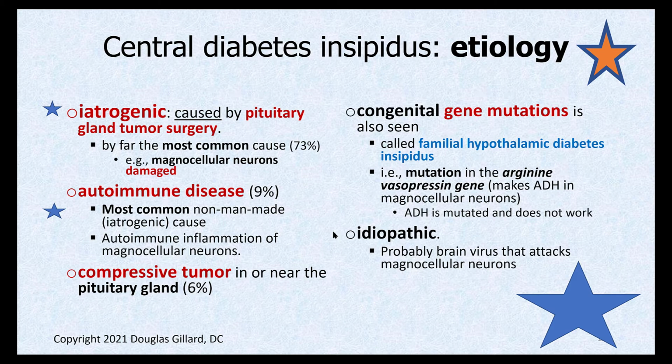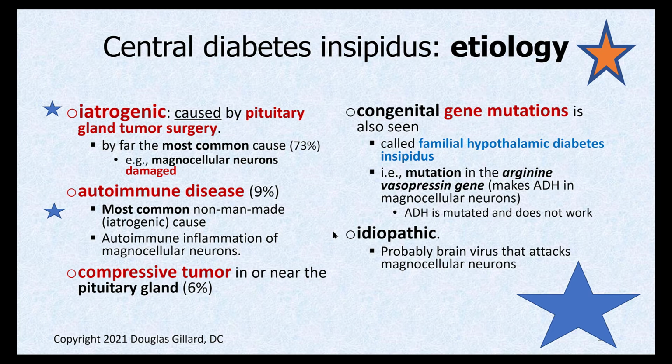9% of the time it's from an autoimmune disease, where from smoking or from whatever reason, some genes get turned on in the magnocellular neurons that aren't supposed to be on, and it gives them a different phenotype, a different look. And the body's immune system all of a sudden doesn't recognize them, and it says, you're alien, let's attack you. And they get destroyed, and you can't make ADH. Could be that same prolactinoma may grow and grow and grow and pinch the axons running down from the hypothalamus to the posterior pituitary. That could do the trick.